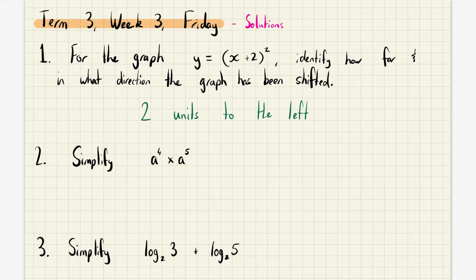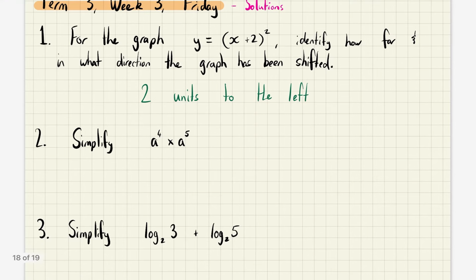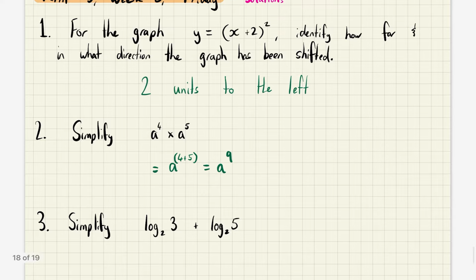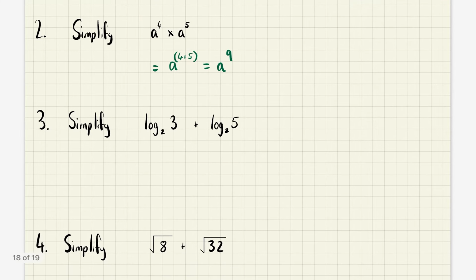Cool, not too bad. Now for question 2, we need to use some index laws. We need to simplify a to the power of 4 times a to the power of 5. The index law for multiplying when they have the same base is to add the powers. So I can rewrite this as a to the power of 4 plus 5. That's going to be a to the power of 9. And that's it, that's simplified. That makes us happy as Larry.